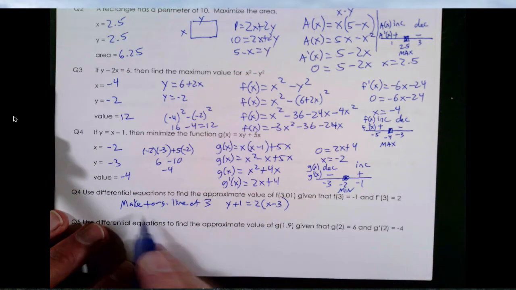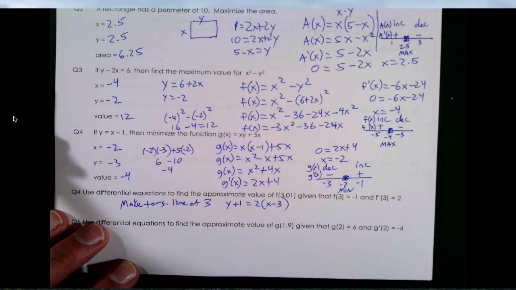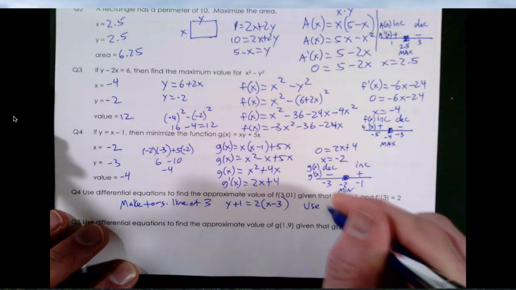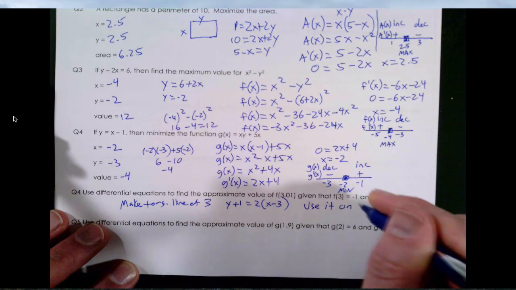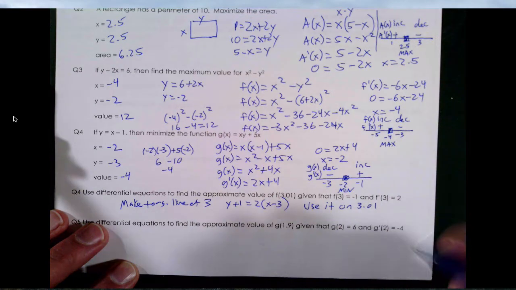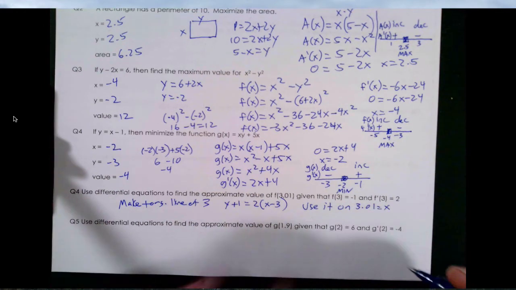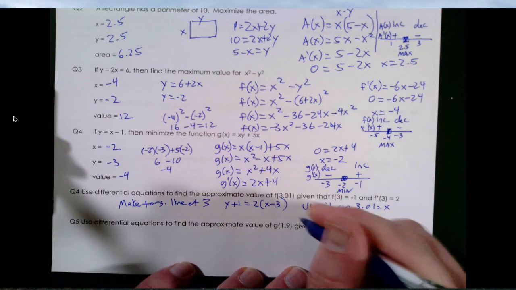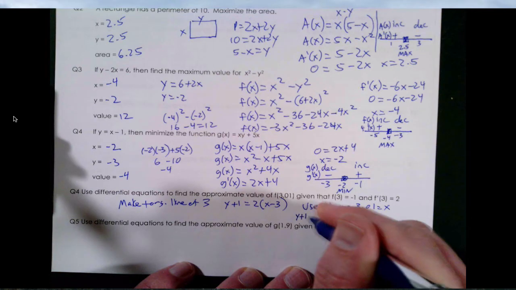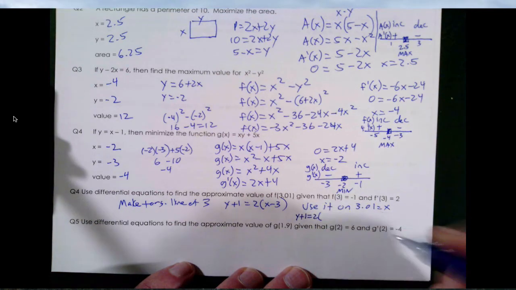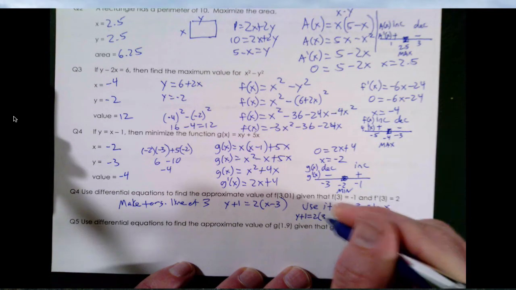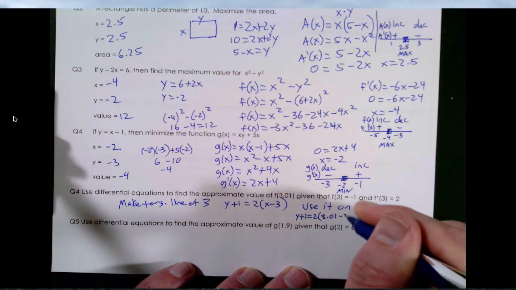Okay, so I did that. Step 1, make the tangent line at 3. Then you use it on 3.01. That is an input, that is an x value. So if I do that, I'm going to see y plus 1 equals the slope times, now I have 3.01 minus 3.